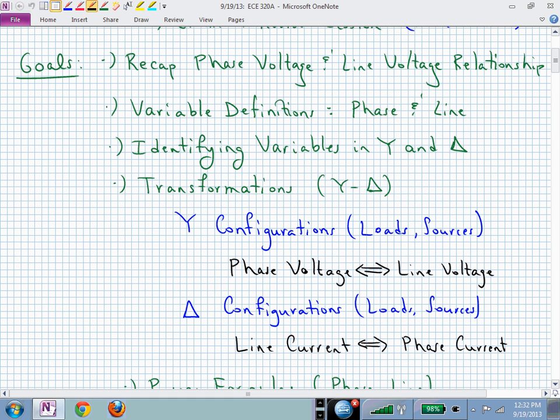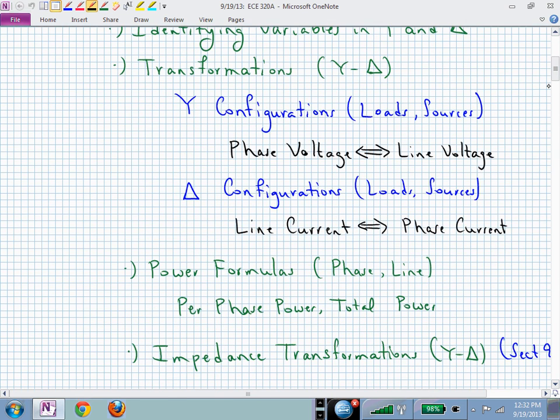Then I'm simply going to state the definitions, or some pseudo definitions, of what I consider to be a way to keep track of the difference between these types of variables, phase and line. In some configurations they're the same. Your phase voltage is the same as your line voltage in a delta configured load. In a delta configured load, you have to worry about your line current and your phase current. Those are different. And that's what I hope that you go away with today.